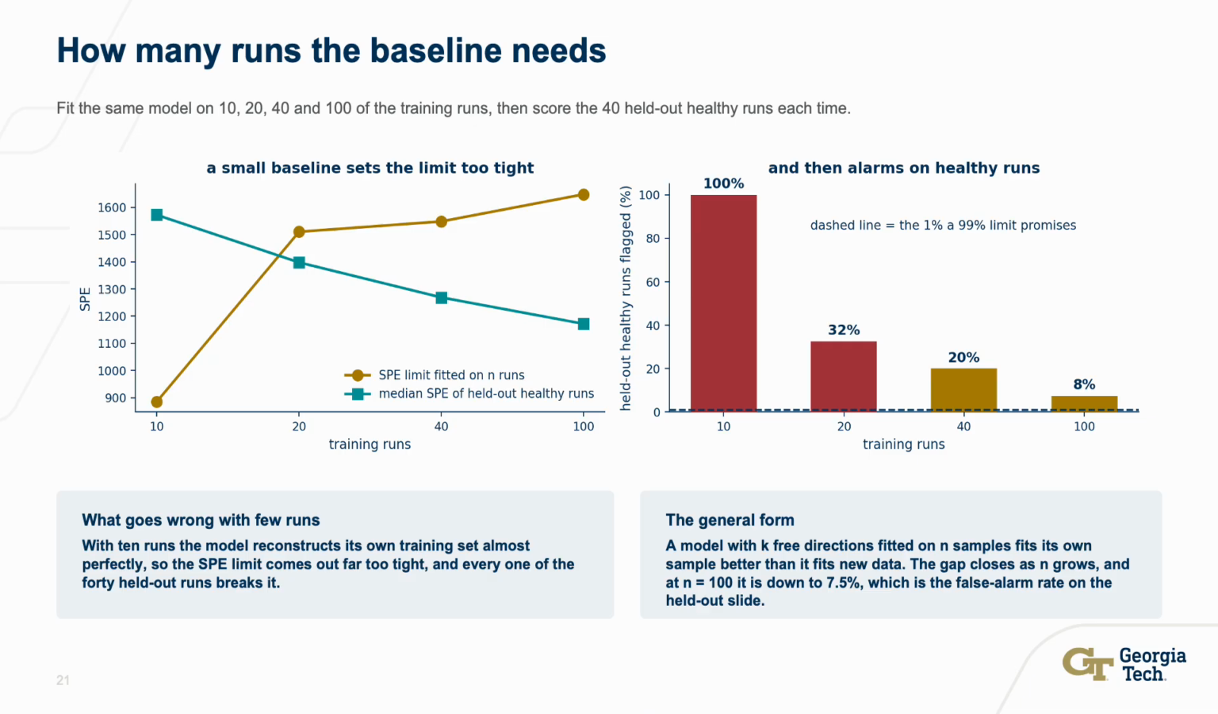The practical rule for MSPC is a baseline of at least a few dozen runs and preferably a couple of hundred. Note that even at 100 runs, we have not reached the 1% the percentile promises. So if you need the false alarm rate to be what it says on the tin, you either collect more baseline runs or you set the limit on a held-out set rather than on the training set. If someone hands you a detector fitted on 10 runs, this is a failure mode to check first.